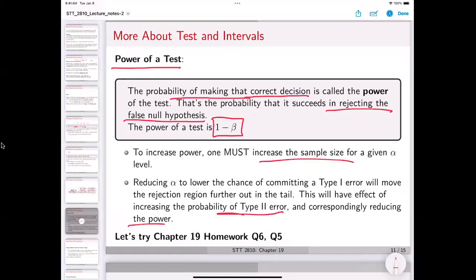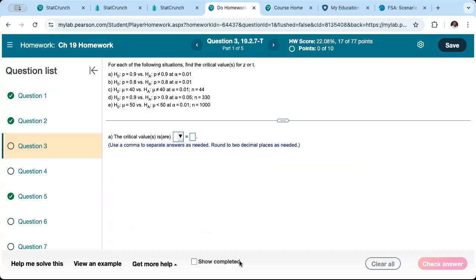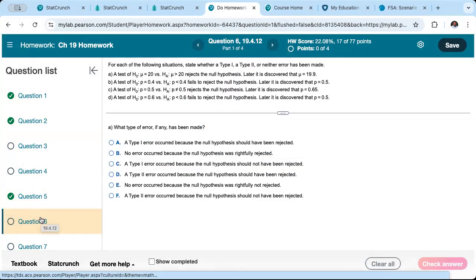So let's try to test our understanding on chapter 19 homework. Let's do question 6 and then 5. So open to chapter 19. Let's do question 6 and 5. Let's start with question 6 first.